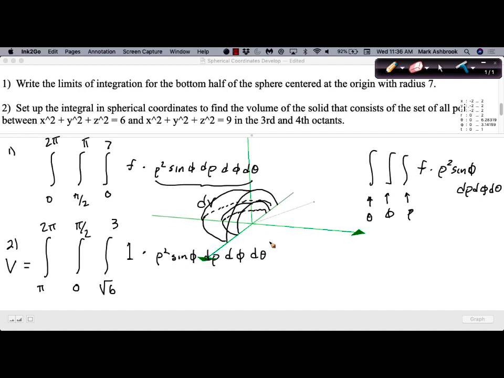Questions on the limits? Questions on those two examples? So we'll do more spherical stuff next time. Exam next Friday. It's 9 days away.